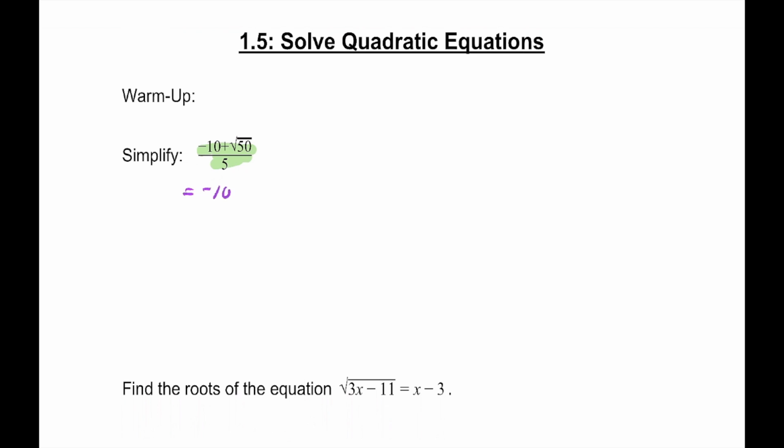Well, the root 50 can be broken down to root 25 times 2, over 5. So here we get minus 10 plus 5 root 2 over 5. And since both terms in the numerator are divisible by 5, this simplifies to minus 2 plus root 2.